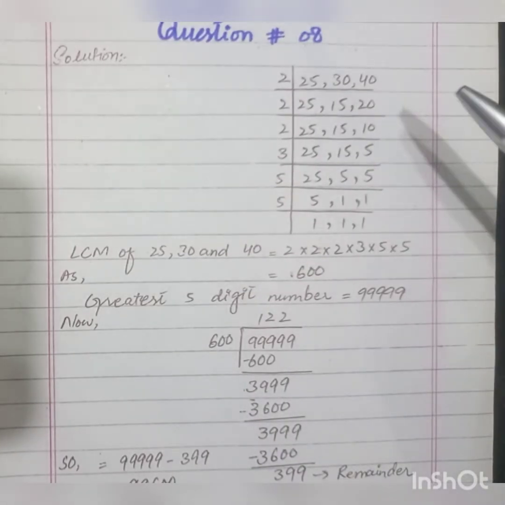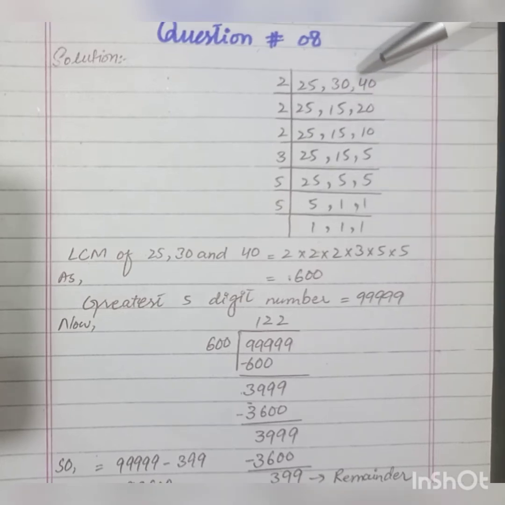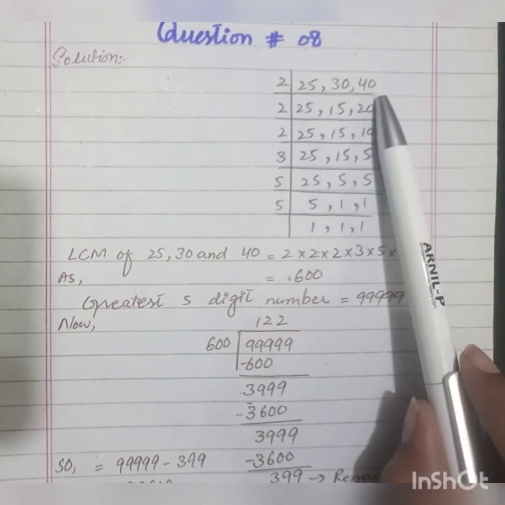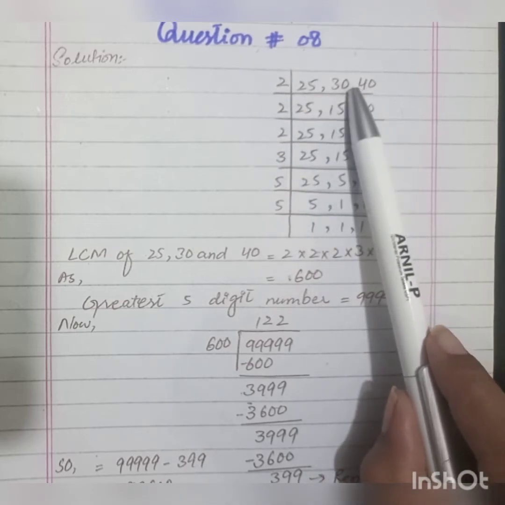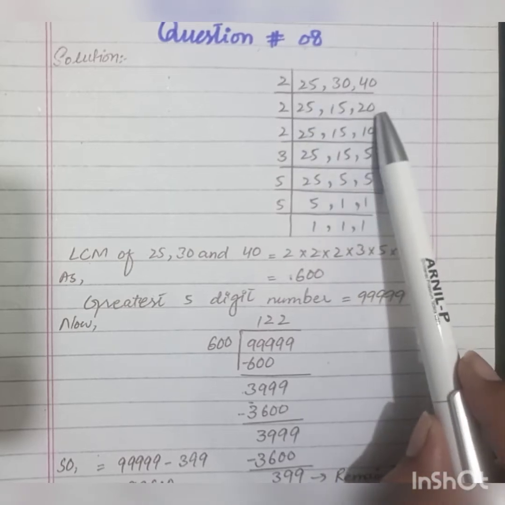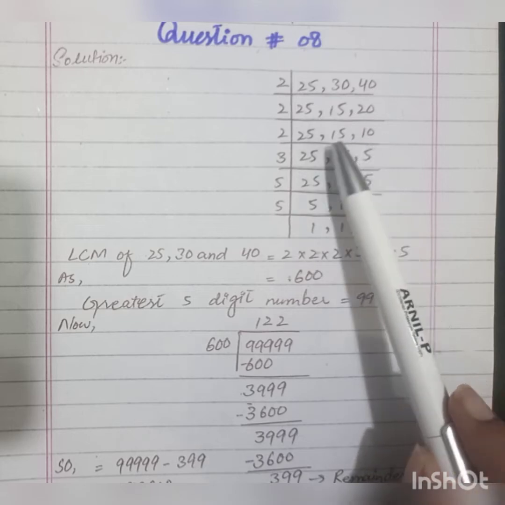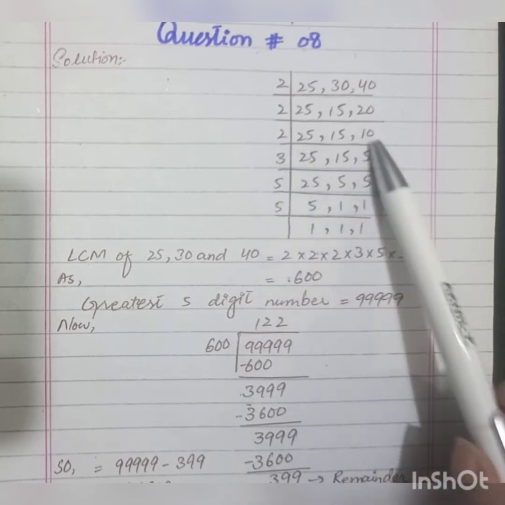Students, here is the solution, and you can see that first of all we will find the least common multiple, as the greatest 5-digit number is divisible by 25, 30 and 40. Then the greatest 5-digit number should also be divisible by their LCM. So first we will find the LCM. You can see here these numbers can be divisible by 2. So 25 will be as it is, 2 ones are 2, 1 will be carried here, and 2 5s are 10. 2 2s are 4 and 0 will be as it is. Now 25 as it is, 15 as it is, and 2 ones are 2 and 0. So next one is 25 as it is, 15 as it is, and 2 5s are 10.